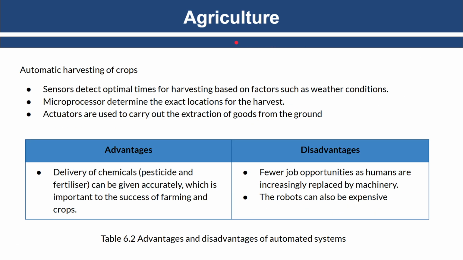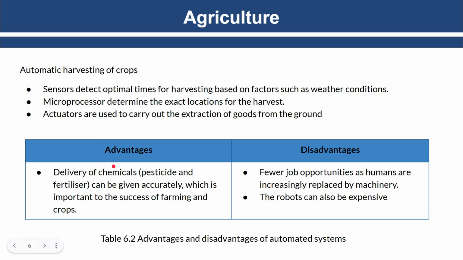Agriculture. So how is agriculture automated? So there is automatic harvesting of crops. And how does that work? The sensors detect optimal times for harvesting based on factors such as the weather conditions, and the microprocessor will determine the exact locations for the harvest. Then the actuators are used to carry out the extraction of goods from the ground.